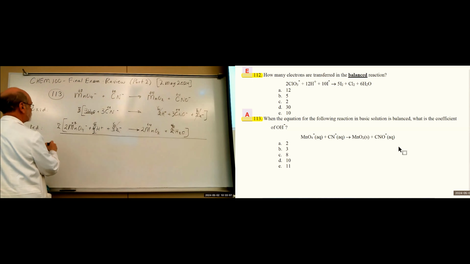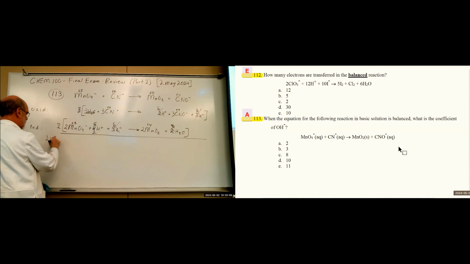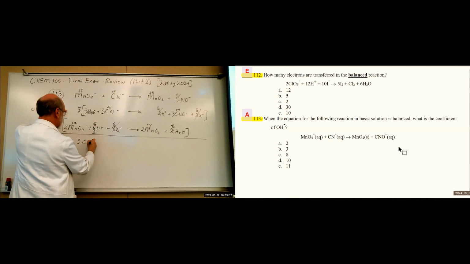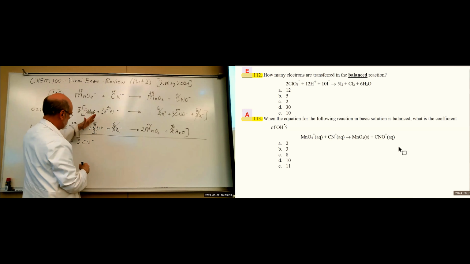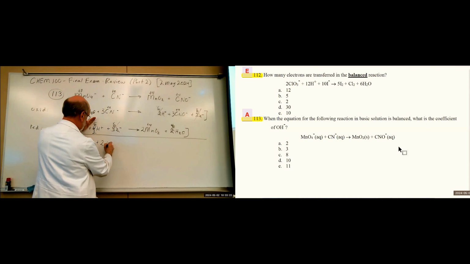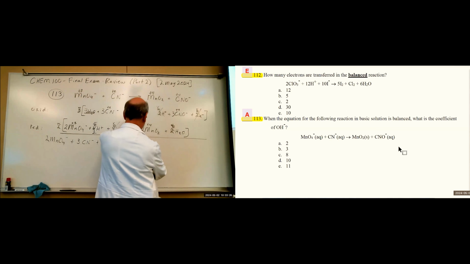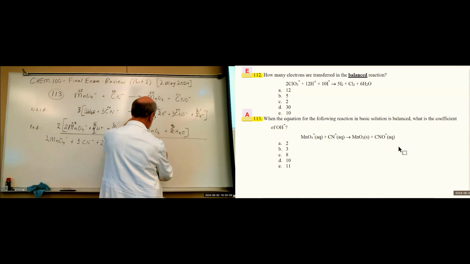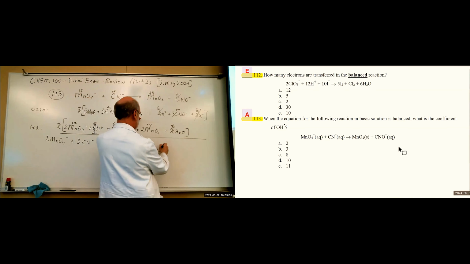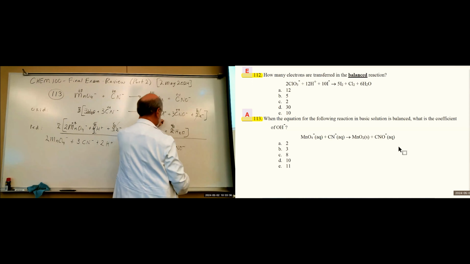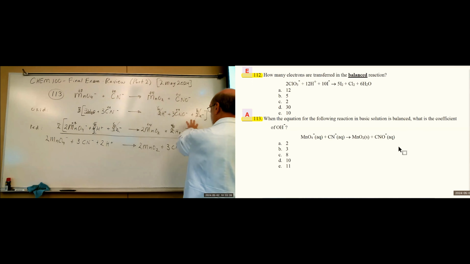Now we'll bring them down. 2 MnO4 minus. Right. Then 3 CN minus. Right. And then plus 2 hydrogens. On this side, we have 2 MnO2. And then we have 3 CNO minus. And then we have 1 water.